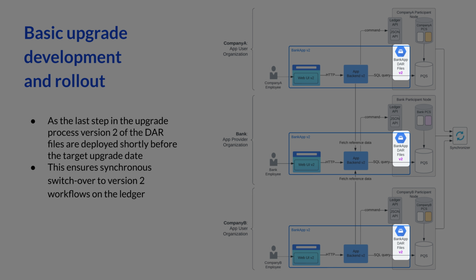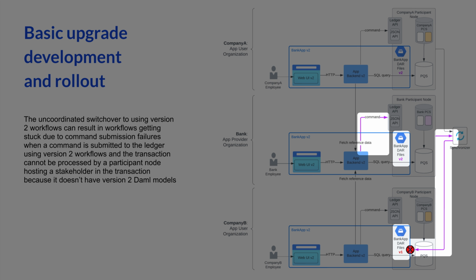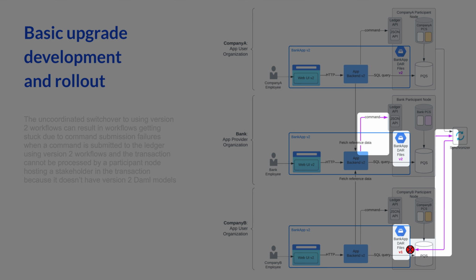This ensures a mostly synchronous switchover to version 2 workflows on the ledger. The uncoordinated switchover to using version 2 workflows can result in workflows getting stuck due to command submission failures when a command is submitted to the ledger using version 2 workflows and the transaction cannot be processed by a participant node hosting a stakeholder in the transaction because it doesn't have version 2 Daml models.